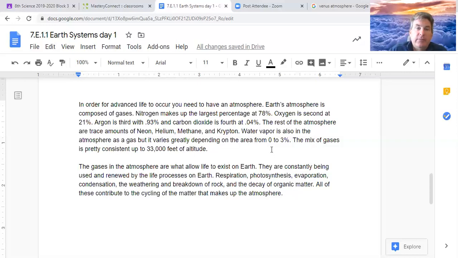So what are the contents of the atmosphere? Nitrogen, oxygen, argon, carbon dioxide, neon, helium, methane, krypton, and depending on where you are, varying amounts of water vapor. You need to be able to answer that question.